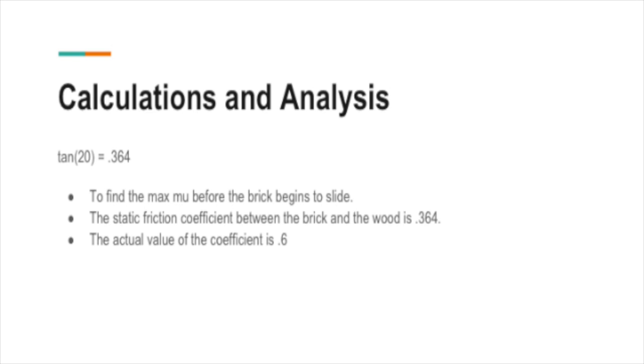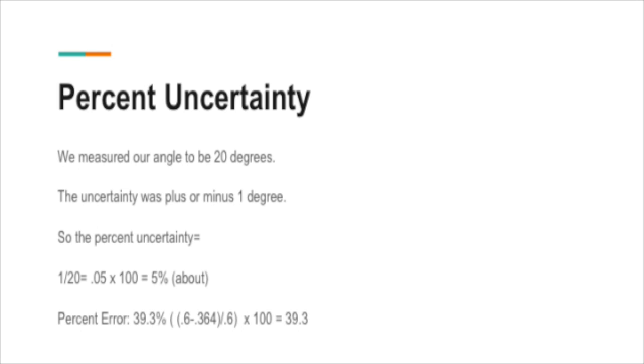Our mission was to find the max mu before the brick began to slide, and we calculated the static friction coefficient between the brick and the wood at 0.364, but the actual value is 0.6. This means that the percent error was 39.3%. Our percent uncertainty of the angle was plus or minus 1 degree, or about 5%.